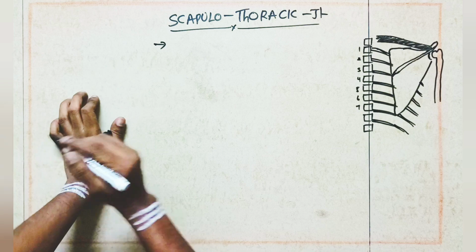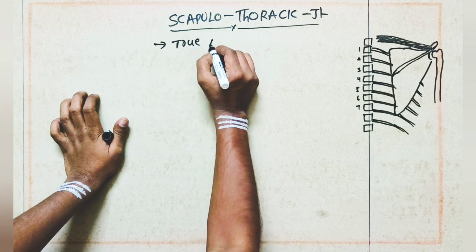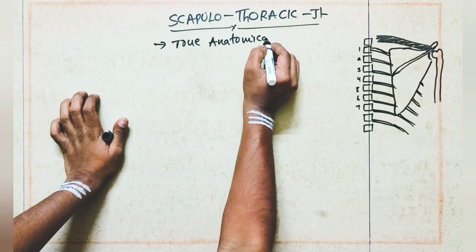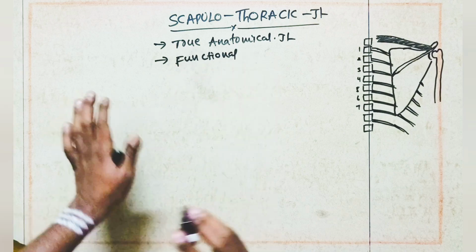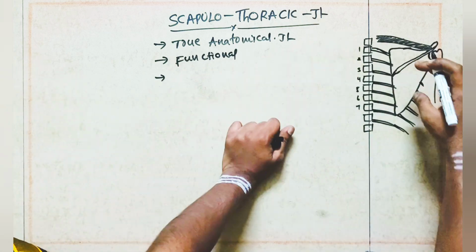Scapulothoracic joint. First point, it is not a true anatomical joint. And second point, it is a functional joint. Okay. Next point, the scapula which is present here.